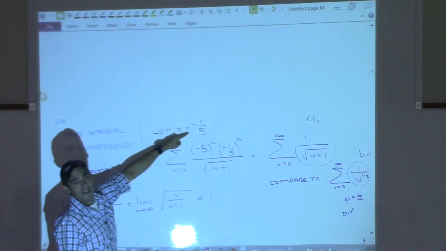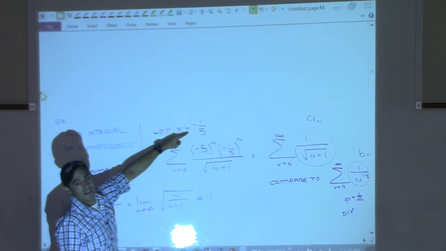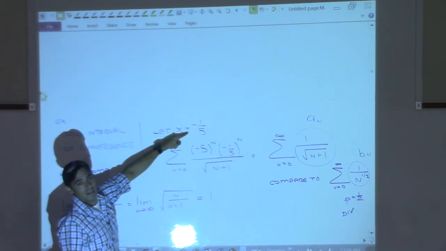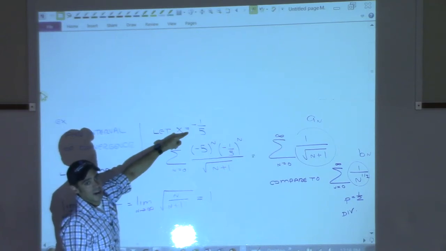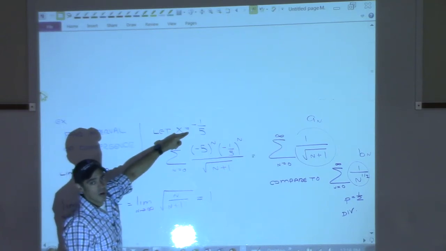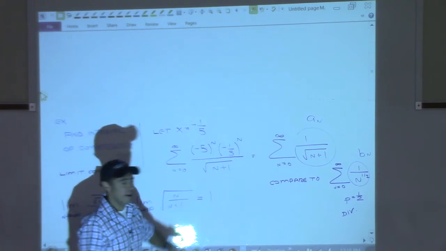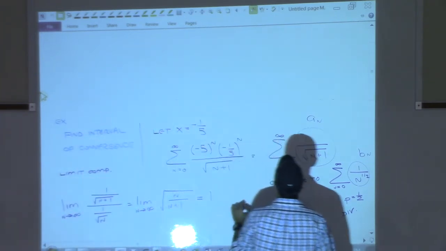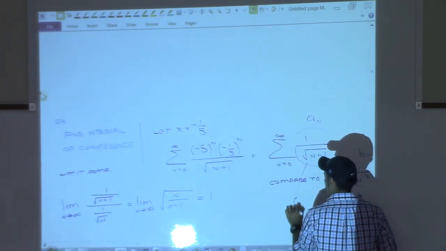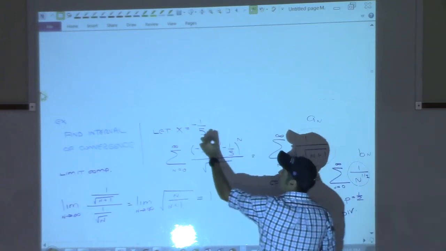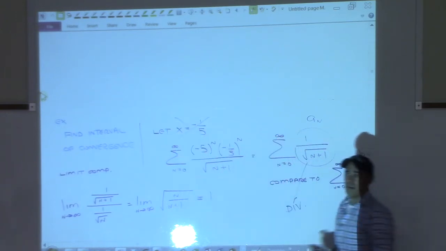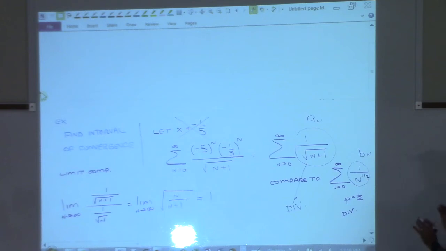Since the thing we compared to diverged, this one diverges, which means negative 1/5 is not in our answer. So this thing right here diverges, so in our interval, we don't want that in our answer.